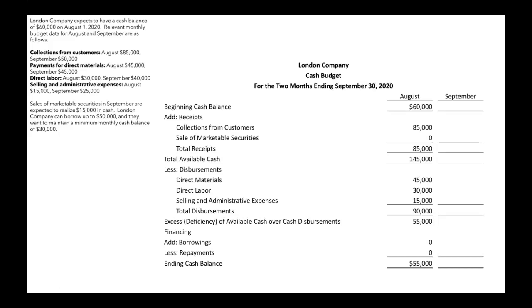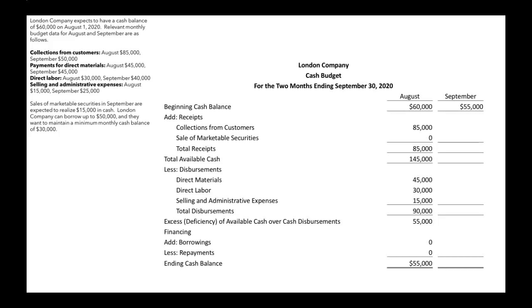So now for September, we aren't told in the problem a beginning cash balance amount for September. However, we ended August with $55,000 in cash, which means that we're going to start September with that same amount. So we start September with $55,000.